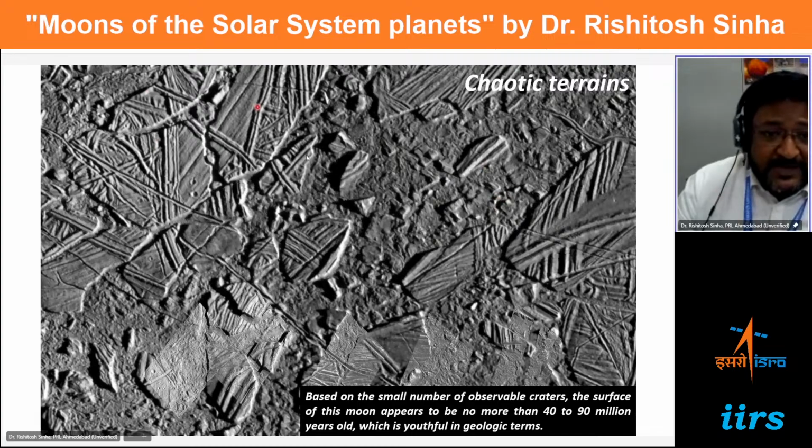You see, these are the chaotic features, and what we don't see on Europa is the craters. So you can see a couple of craters over here, but as such, you do not see those large craters, which makes the surface old.